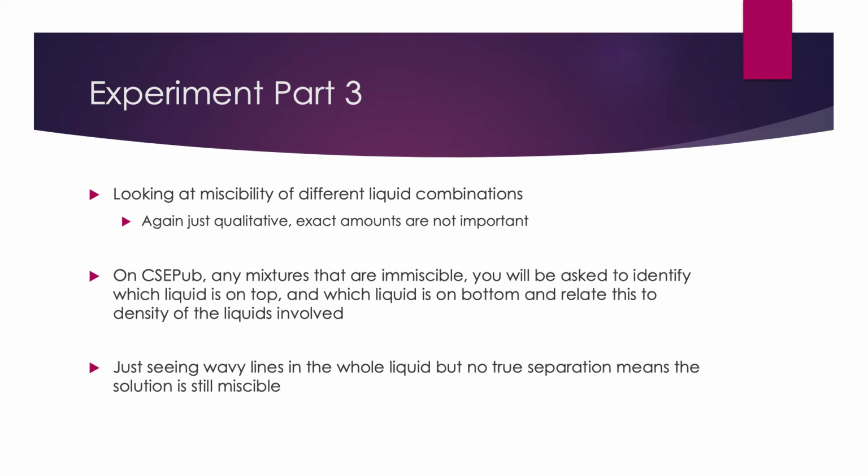We really only consider things to have a very definitive layering effect, where you can see two very distinct layers. That's immiscible, and if they don't do that, then we consider it to be miscible.